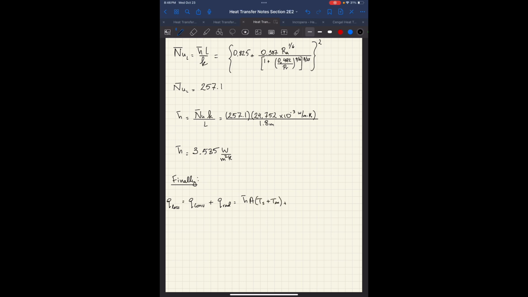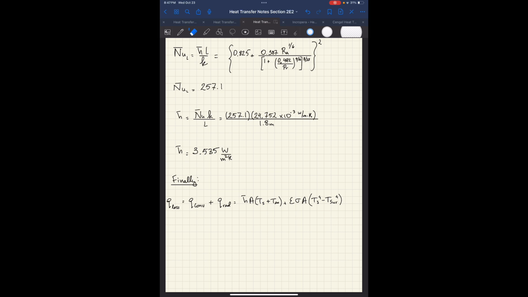Now, they also ask about radiation. The radiation equation is your Stefan-Boltzmann equation: epsilon sigma A (Ts to the 4 minus T surrounding to the 4). They don't say anything about gray body, but most of the time you can approximate everything as a gray body, so we'll assume gray body so we can use the Stefan-Boltzmann equation.